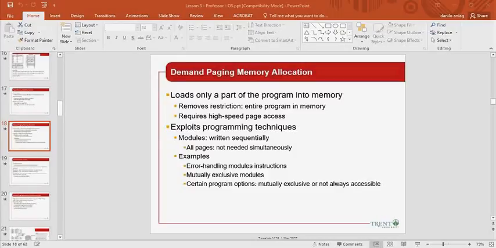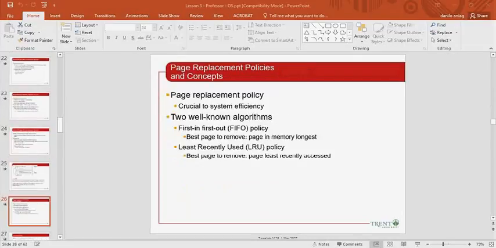Demand paging takes advantage of the fact that programs are written sequentially, so that while one section or module is processed, other modules may be idle. Not all the pages, however, are accessed at the same time, or even sequentially.